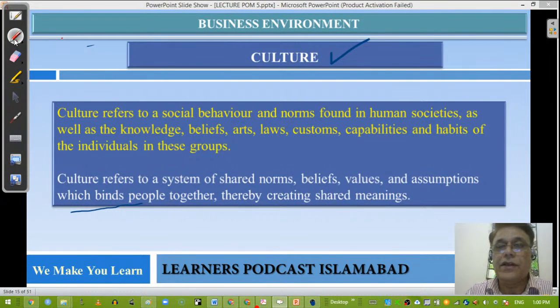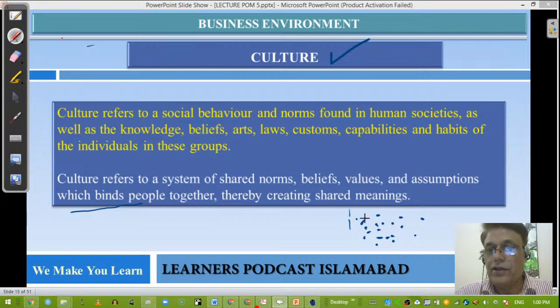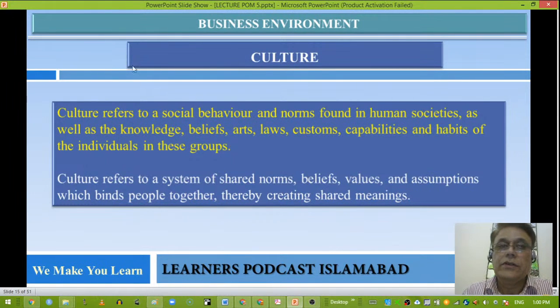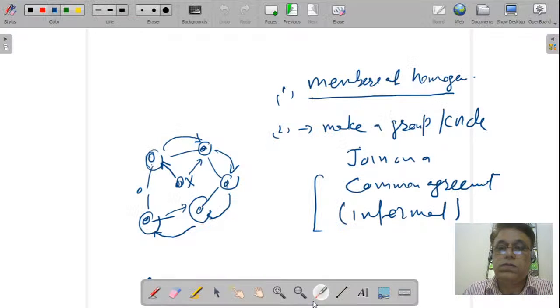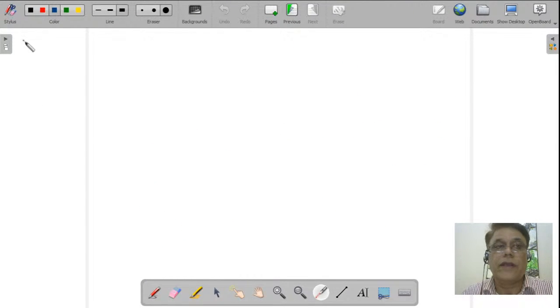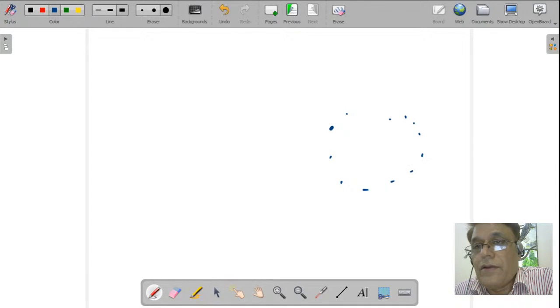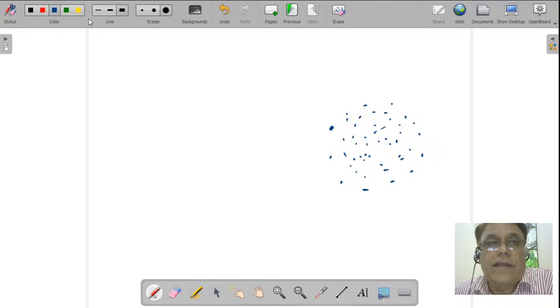One thing is sharing. For example, if you see these dots, suppose these dots represent a certain community, and suppose there is a norm, it may be the morning walk. Suppose you find that in this area very few people go for the morning walk, it means very few people have this habit.